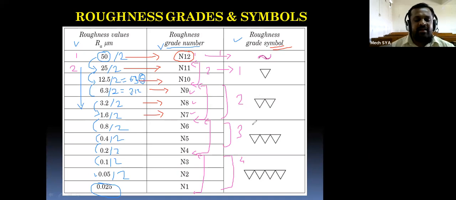How to remember the grade? The grade will start from N12. We have to write it down in decreasing manner so that there is no issue for the grade. And how to remember the symbol? For the 50 micron and N12 grade, the symbol will be the wave type.